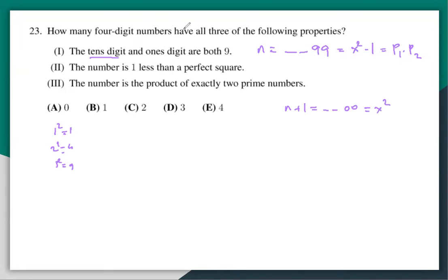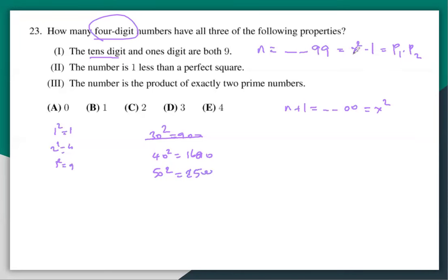Since we are looking for a 4-digit number, maybe we can start with 30 squared, which is 900, but that doesn't work. So 40 squared is going to be 1600. That should be the smallest number. And then you can go with 50 squared as well.